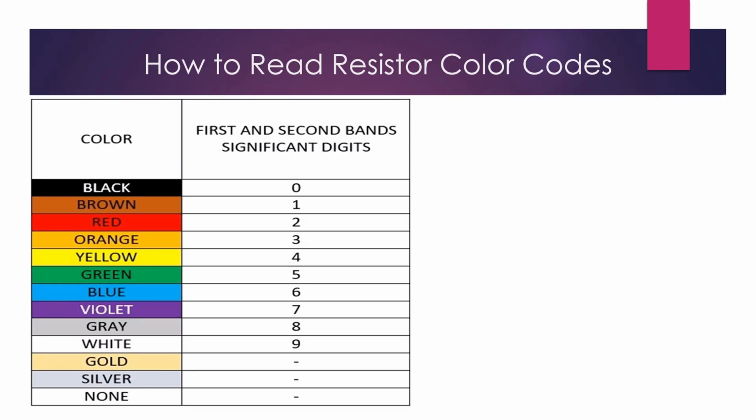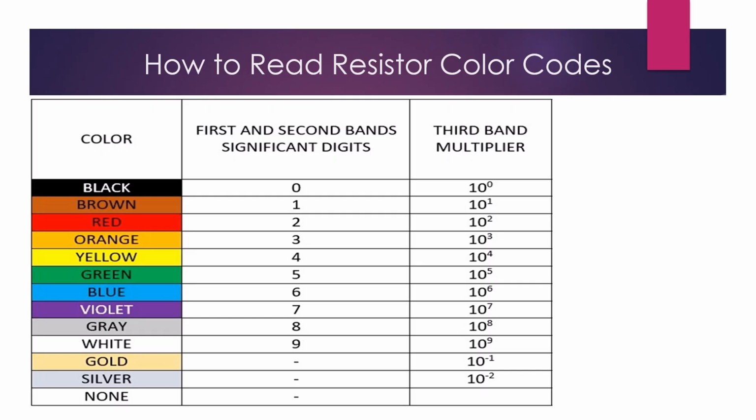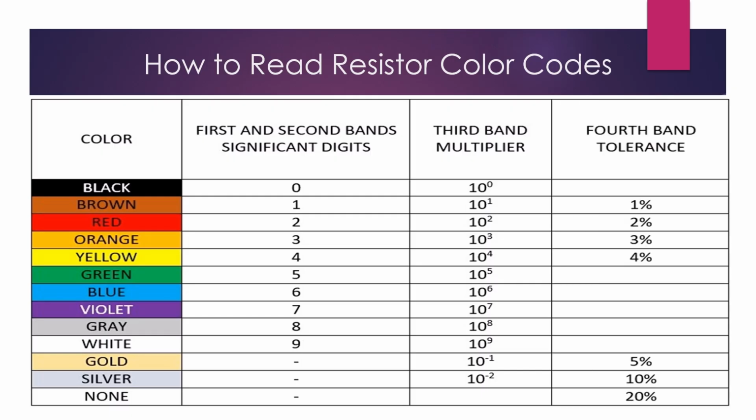This allows engineers and technicians to quickly and easily identify the resistance of a resistor without having to read the printed value. Resistors typically have 3 to 6 bands indicating resistance, tolerance, and, in some cases, temperature coefficient of resistance. In a 4-band resistor color code system, the first 2 bands represent the significant digits of the resistance value. The third band represents the multiplier, and the 4th band represents the tolerance.